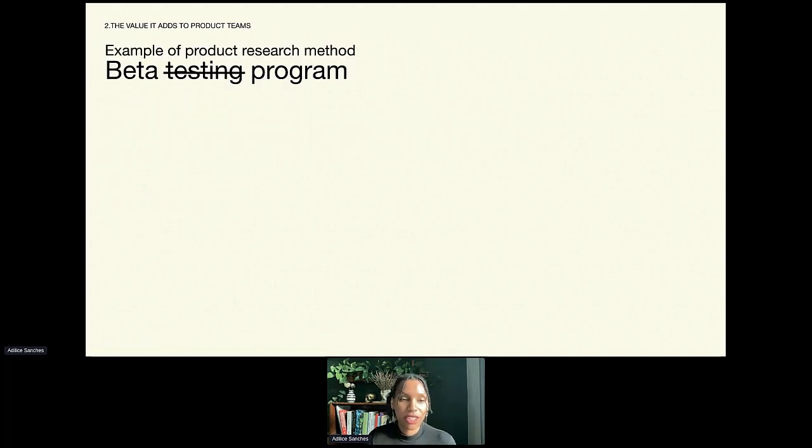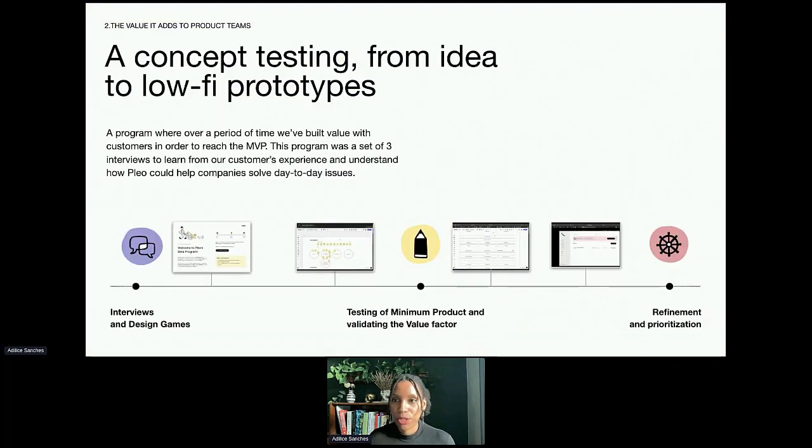A good example is a beta program. I think that a lot of you are probably familiar with the concept of beta testing, which is when you release a product to a selected number of customers and collect their feedback before releasing to the general public. But the beta program was something we did before release. So it was a concept for testing ideas, from an idea to lo-fi prototypes. Over a period of time, we built the value with customers in order to reach the MVP.